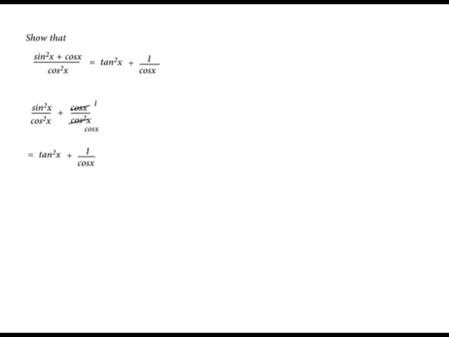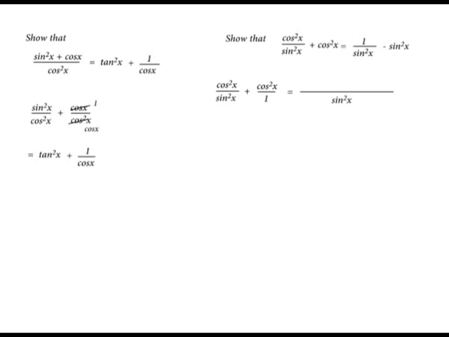Third example, show that cos²x over sin²x plus cos²x is equal to 1 over sin²x minus sin²x. Again, we prove that the left hand side is equal to the right hand side. Simply do our manipulations. First thing, cos²x over sin²x plus, make the next one a fraction, that is cos²x over 1. Find the LCM of sin²x and 1, that is sin²x.